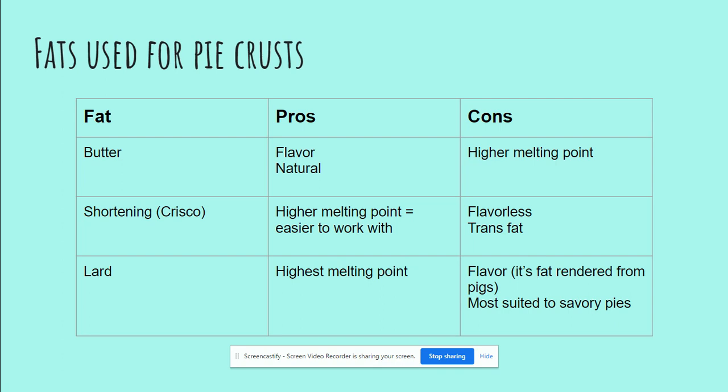However, it's fat rendered from pigs. So that gives that flavor, like a porkish type of flavor, which means that it wouldn't really be good for fruit pies. However, if you're making a chicken pot pie or something like that, it would be good for that.